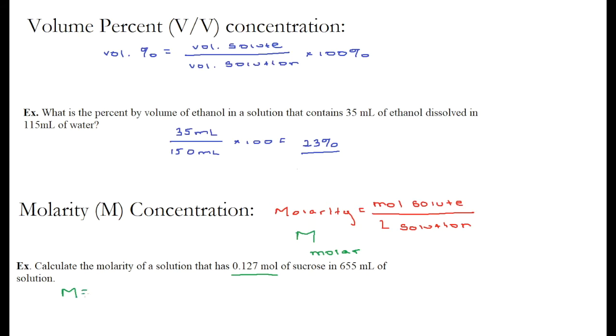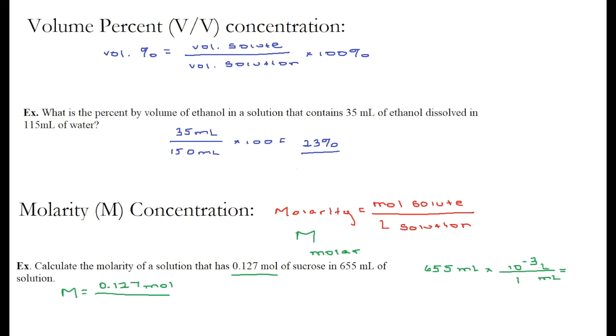So my molarity equals my moles, 0.127 moles, divided by, well, I need to be in liters of solution. So I'm going to take the 655 milliliters, and I'm going to convert that into liters. If you can do that in your head, awesome. If you can't, that's fine. But get used to needing to do that conversion because it's going to happen a lot.